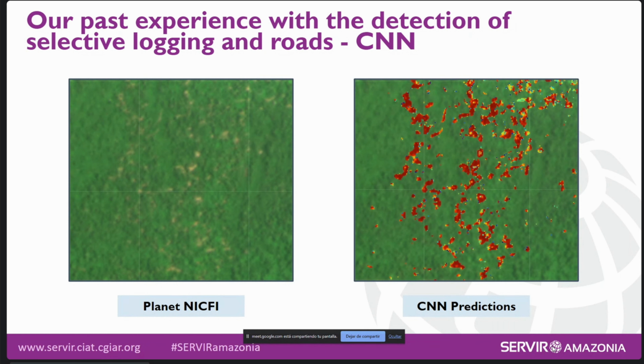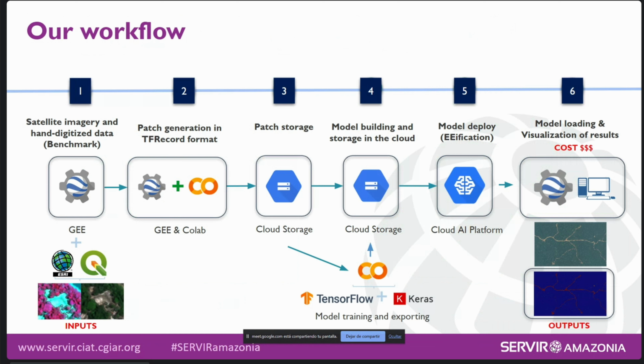Next one, please, Marvin. Now we want to present our work, which consists of applying a much more state-of-the-art architecture, and our workflow consists of these 6 steps. We first manually hand drew the selective logging activities and logging roads, and we call this our benchmark dataset.